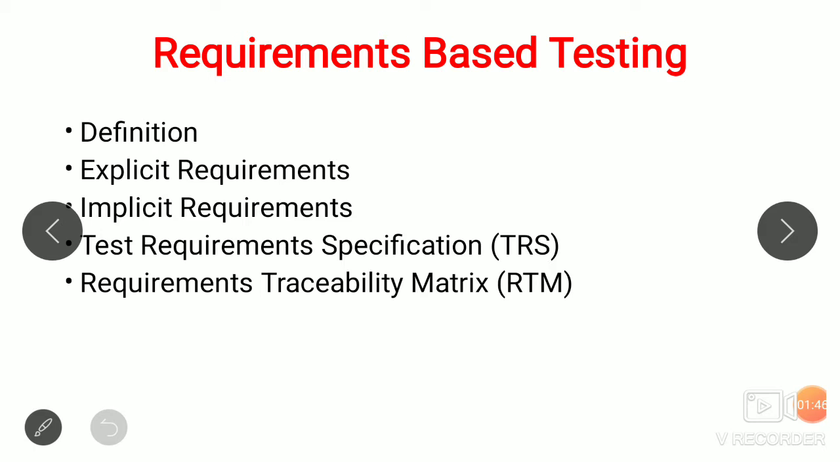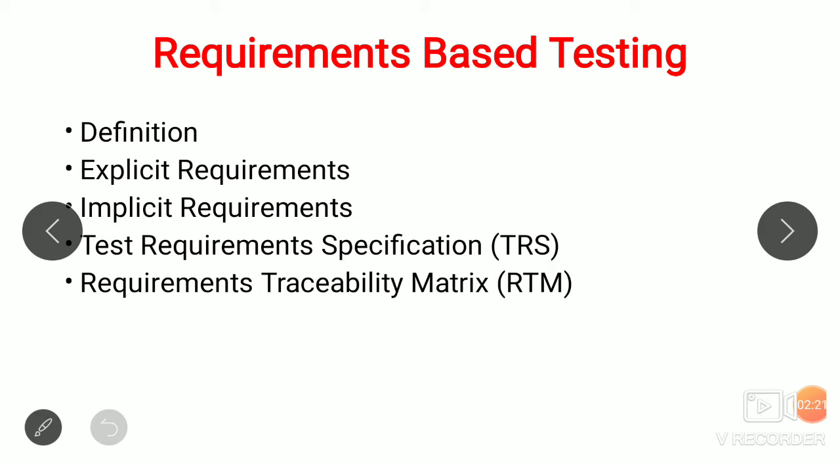Implicit or implied requirements are those that are not documented but assumed to be incorporated in the system. I will repeat, implied or implicit requirements are those that are not documented but assumed to be incorporated in the system. Means here these requirements are not given by the customers. Here the tester should assume these requirements. This is called implicit requirements.